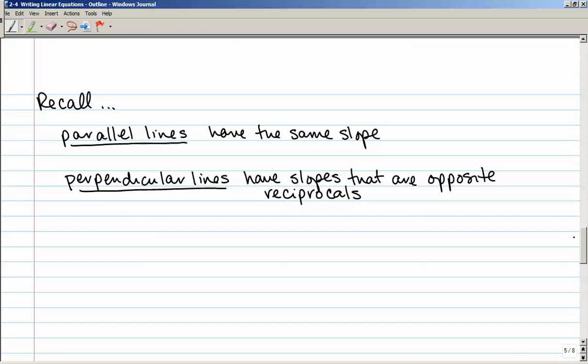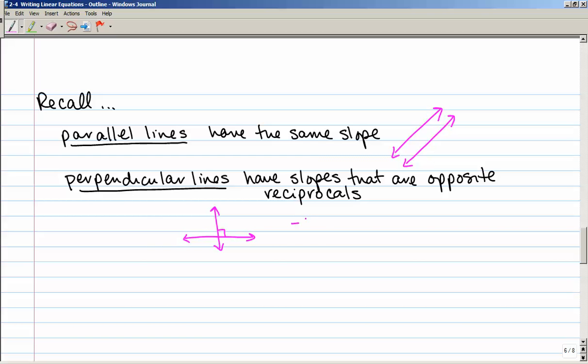Recall also from Algebra 1 that parallel lines have the same slope. Parallel lines never intersect each other. They have the same slant. And perpendicular lines are lines whose slopes are opposite reciprocals of each other. Remember, perpendicular lines form a right angle, and their slopes are opposite reciprocals.